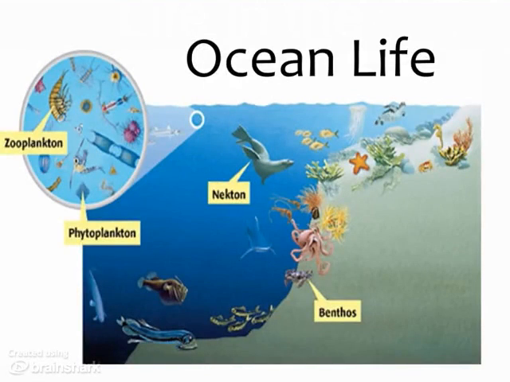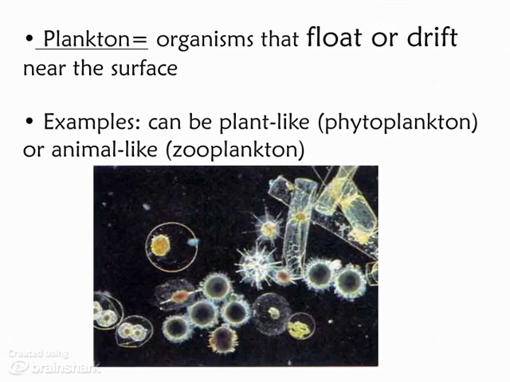So we've just finished talking about all the different parts of the ocean floor, and now we're going to move into what lives there. When talking about ocean life, we can group them into three main categories.